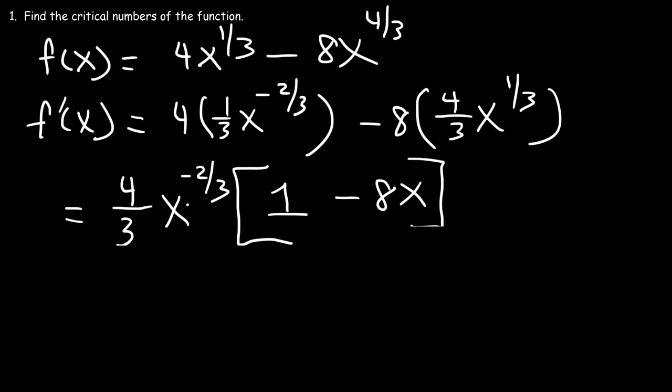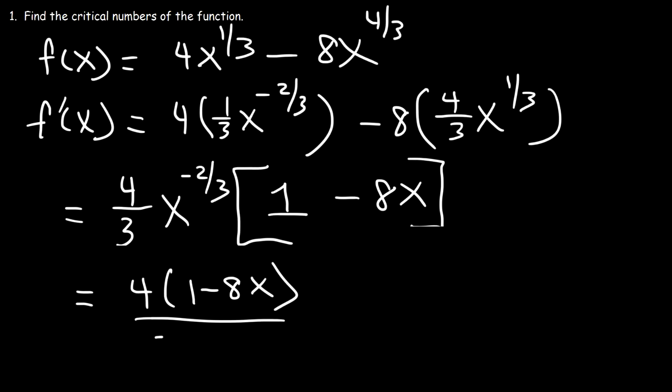So now this x, I'm going to bring it to the bottom so that we can convert the negative exponent into a positive one. And so we now have 4 times 1 minus 8x divided by 3x raised to the 2/3. So that's the first derivative.